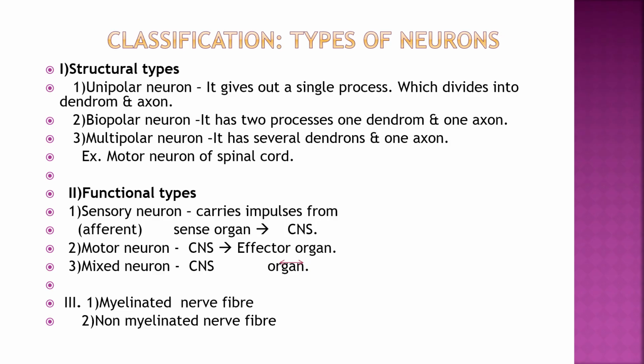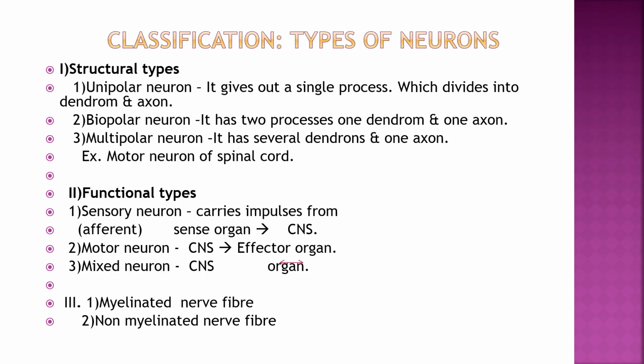So according to the structure, they are divided into three types: unipolar, bipolar, and multipolar. So unipolar, it gives a single fiber, single process, which divides into dendron and axon. The bipolar neuron, it has two processes, one dendron and one axon. Multipolar neuron, it has several dendrons and one axon, and it is seen in motor neuron of the spinal cord.